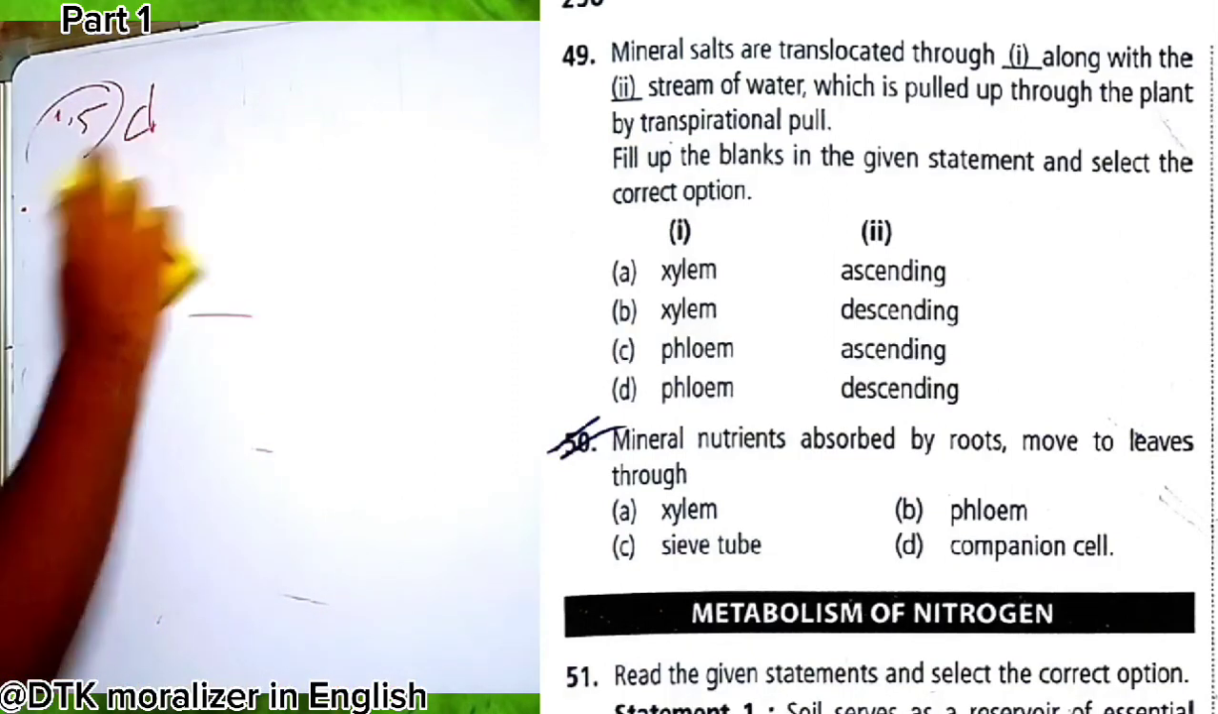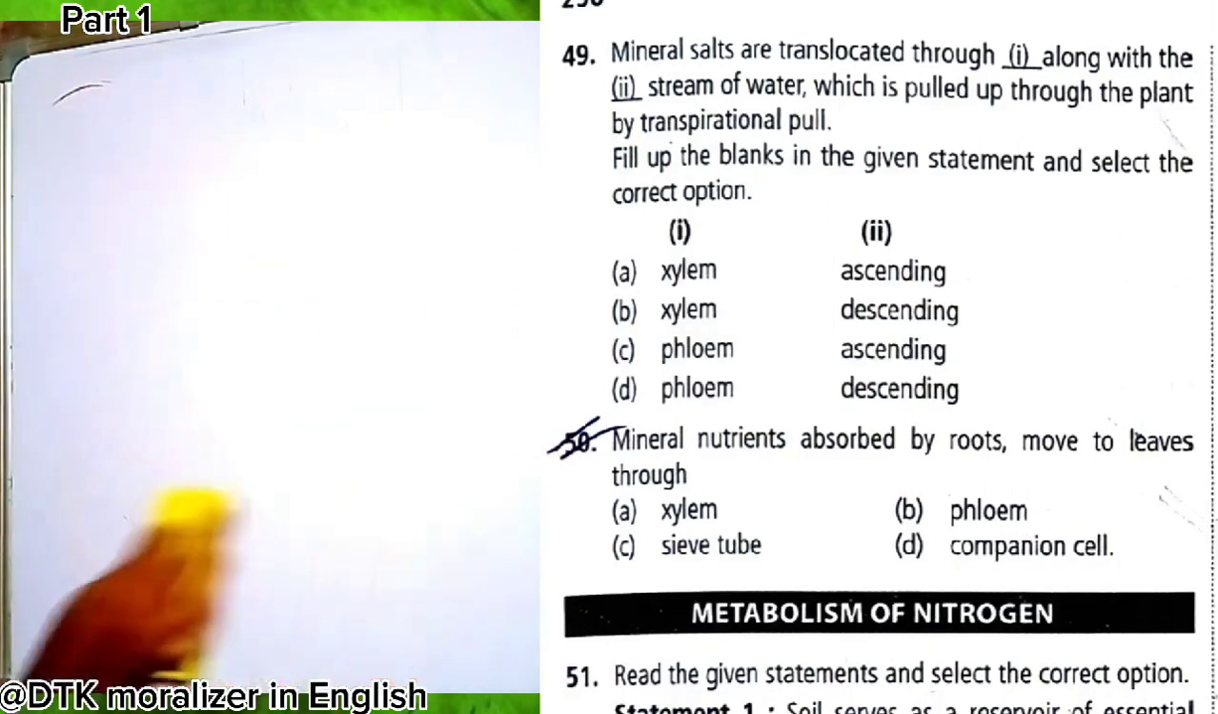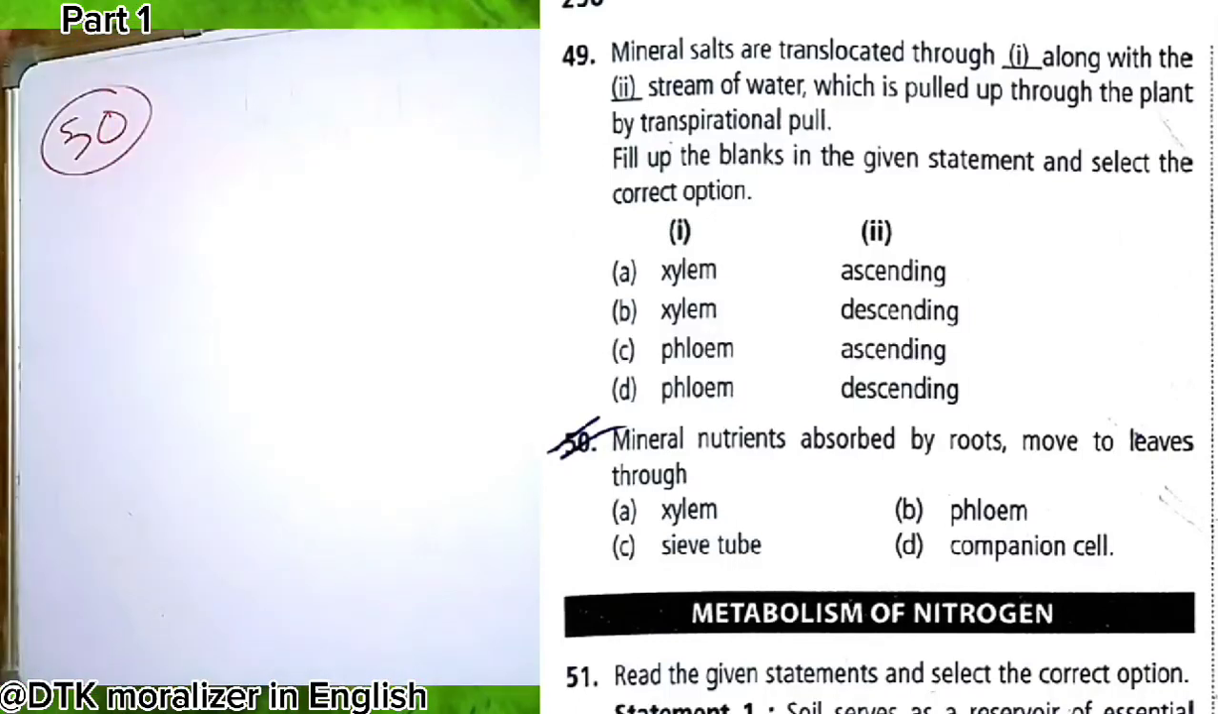As you know, mineral salts and water are translated by xylem. Now question number 50. Mineral nutrients absorbed by roots move to leaves through xylem, phloem, CO2 components. Mineral nutrients. Xylem. Option A.